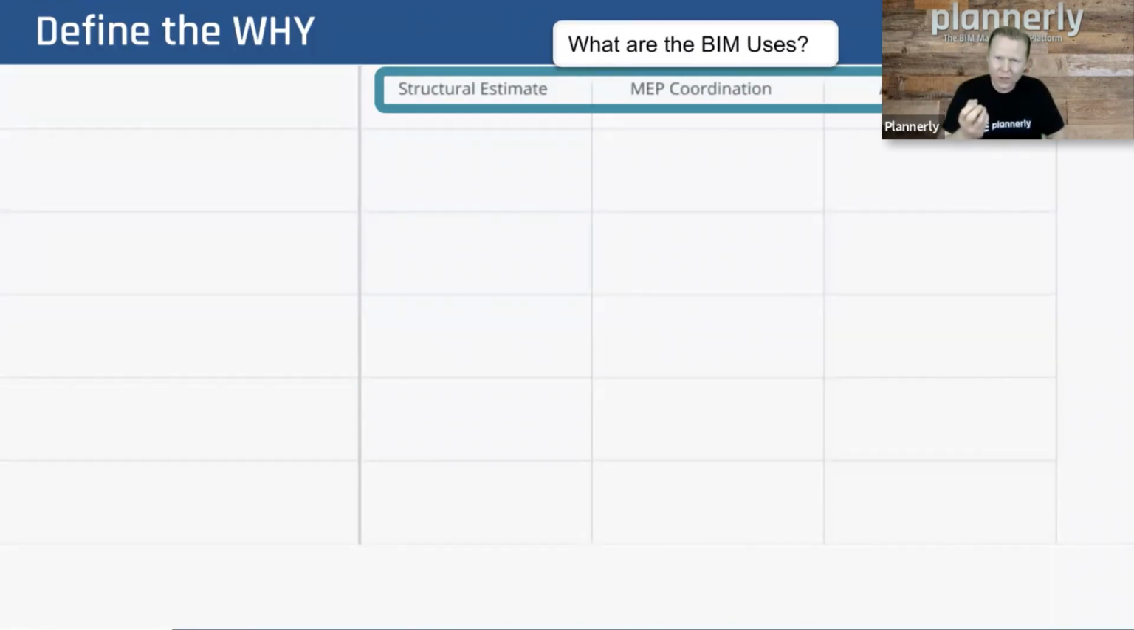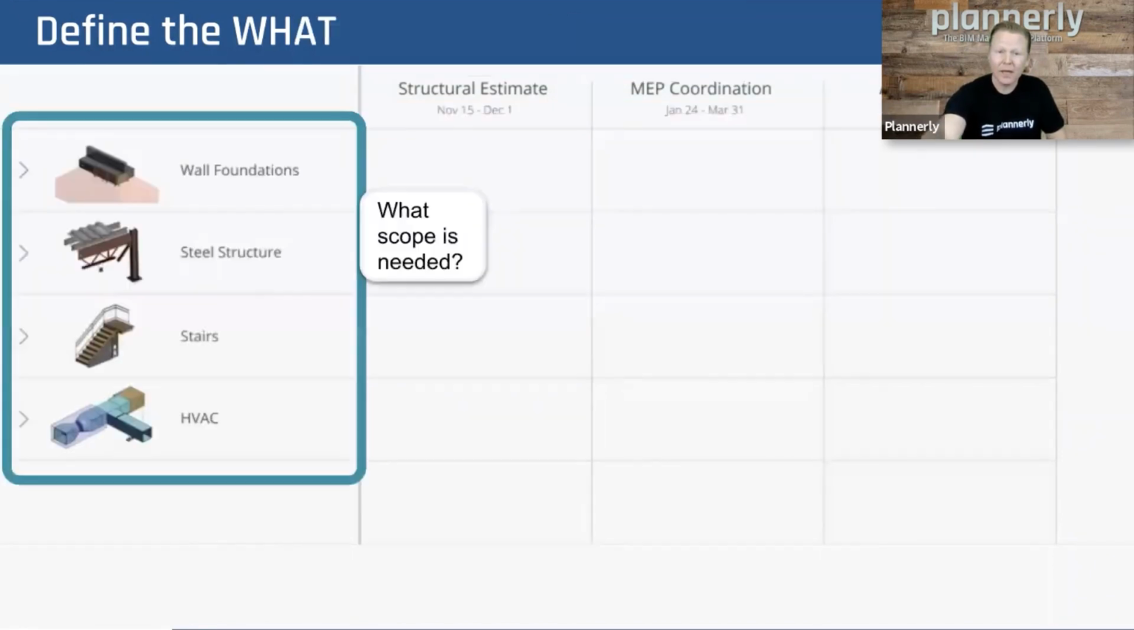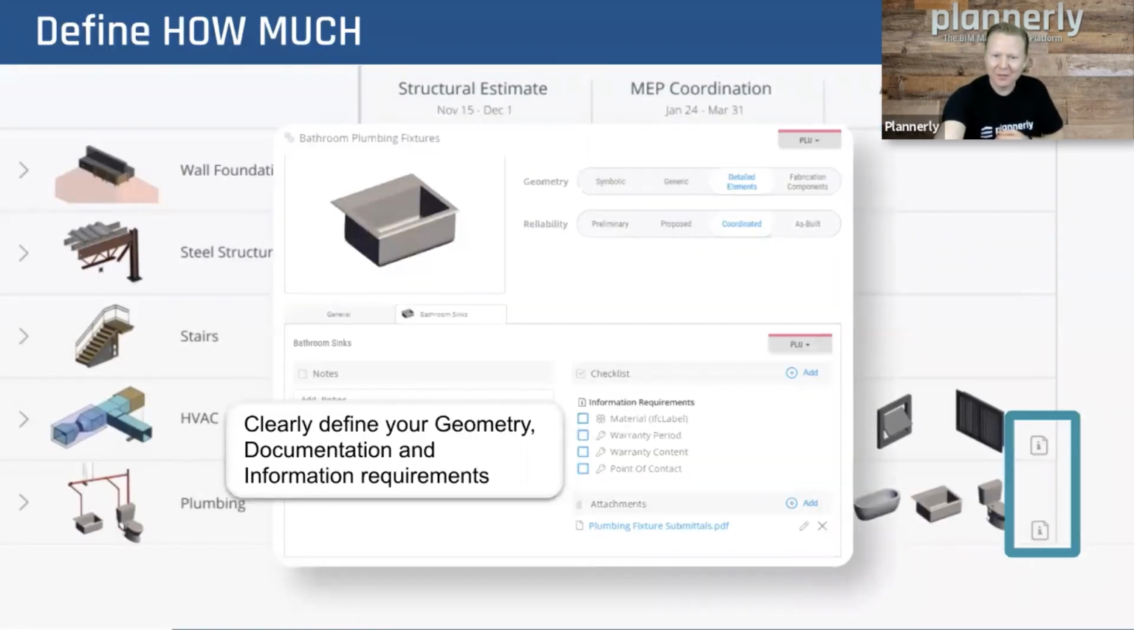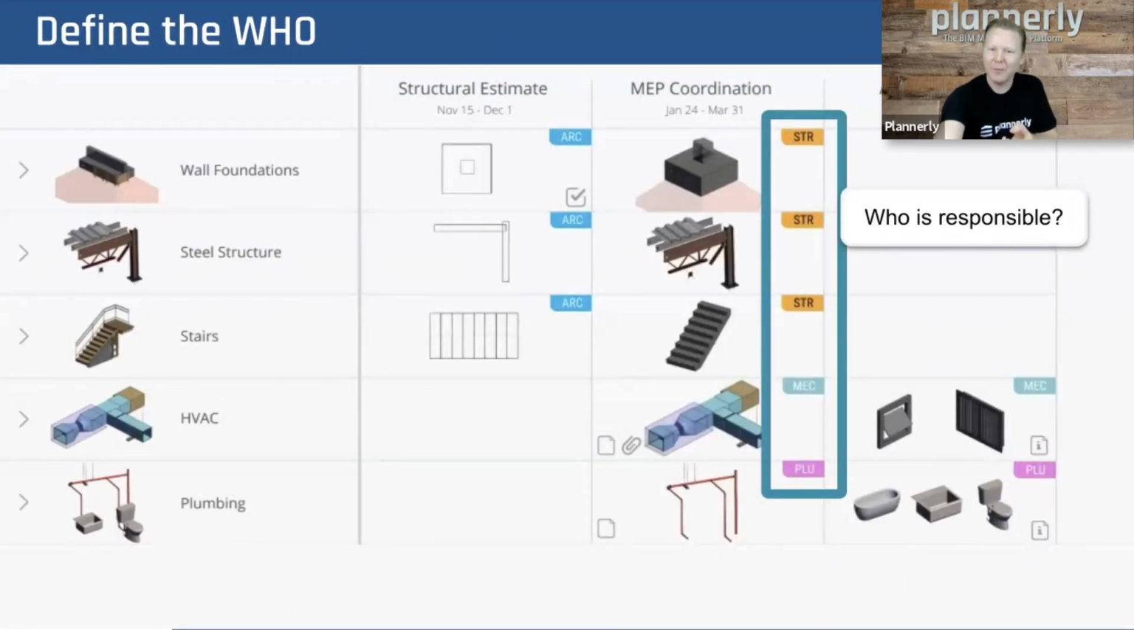for each use, each purpose of the 3D model. And being able to then list the items down the left-hand side of what the scope is that we need, and then understanding in this grid what elements are required and how much is required for each one of those milestones. And even detailed into each cell is how much from a geometry perspective or from an information perspective.